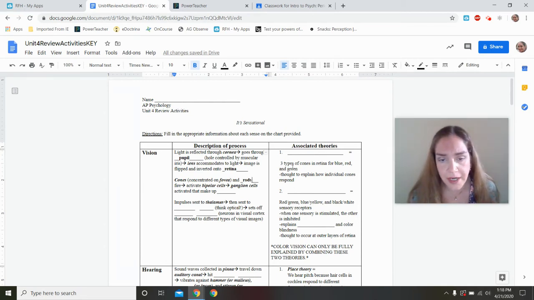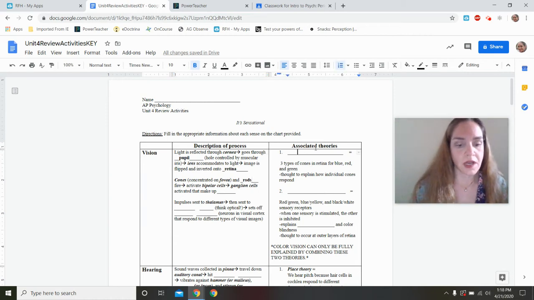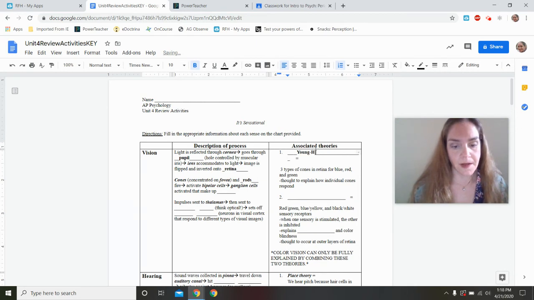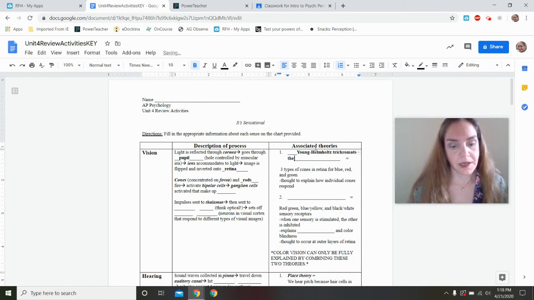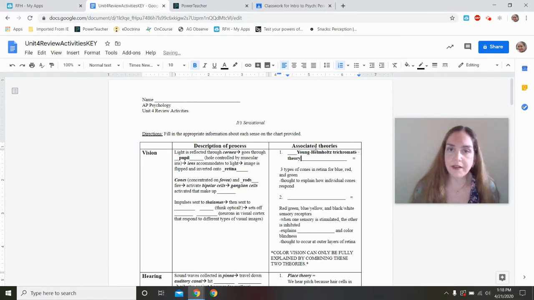Okay, so the first theory, three types of cones in retina for blue, red, and green. That was a theory that was called the Young-Helmholtz trichromatic theory. Now, you could just say it's a trichromatic theory, three colors, that's fine, okay? This explains the earliest stage of color vision, that first layer in the retina.